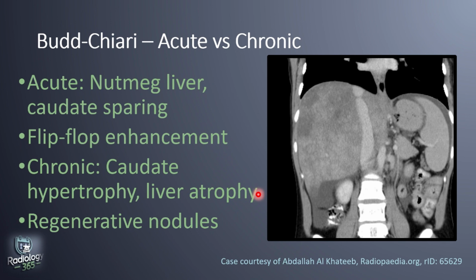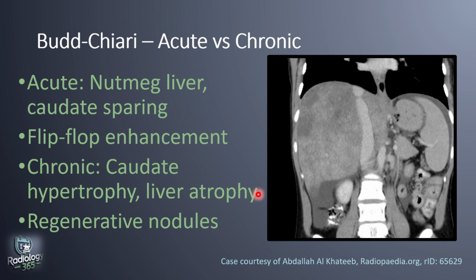A fun imaging sign is the flip-flop enhancement pattern, where the center enhances first and then the peripheries enhance later. And when the peripheries actually do enhance, the center loses its contrast. So kind of you flip the contrast enhancement. That's what they call flip-flop.